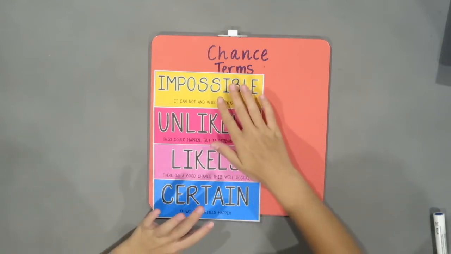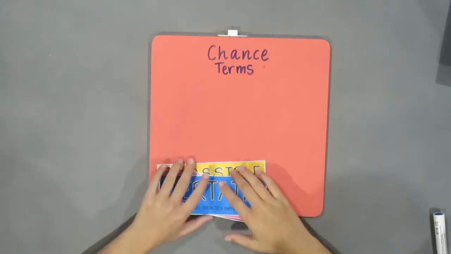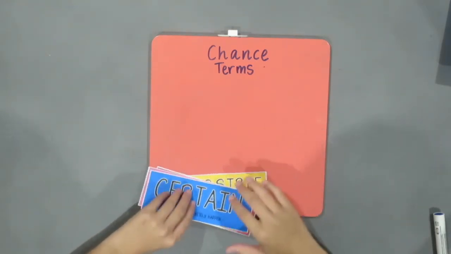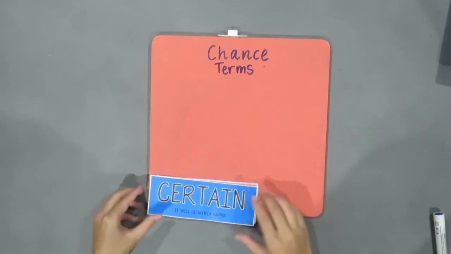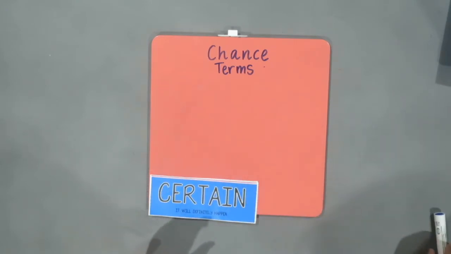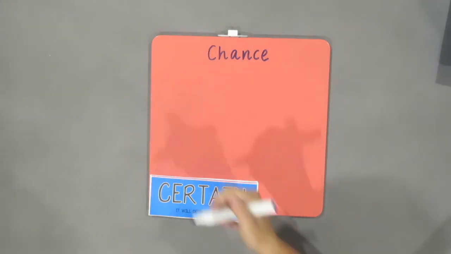Okay. Rub your board out for me. I'm going to leave these chance terms just at the bottom of my board for later. We're going to look at these chance terms but on a number line. Can you please draw me a blank number line?